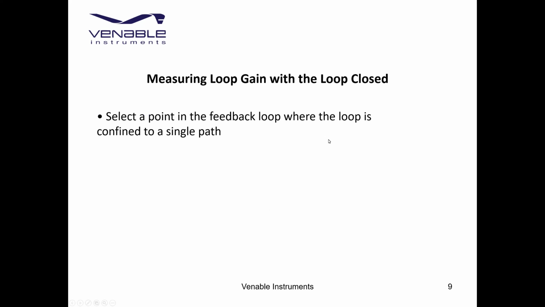When we measure loop gain with the loop closed, we're using the method developed by Dr. David Middlebrook, where we find a path where the feedback loop is confined to a single place. There can't be any parallel paths around that point, and a low impedance is driving into a high impedance. So typically that good spot is the output of the power supply, where the loop goes into the resistor divider string of the switching mode power supply.